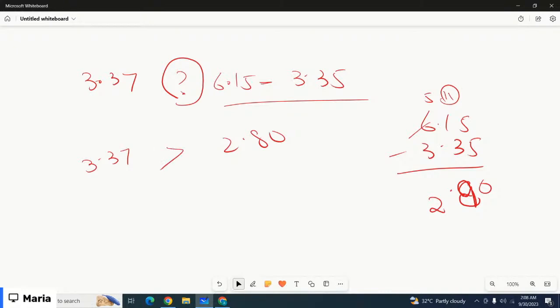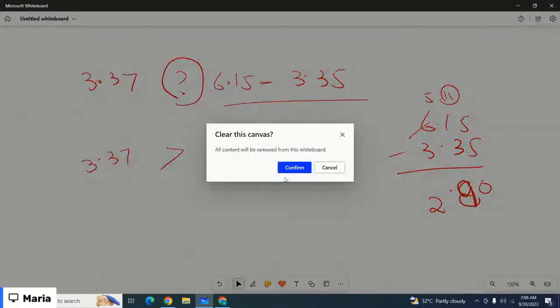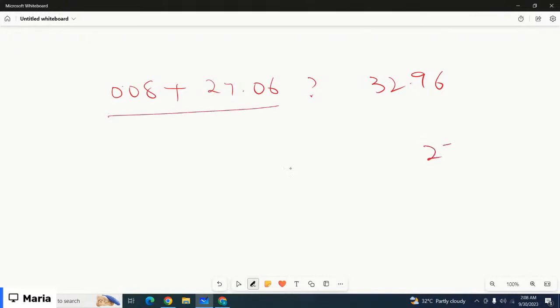Let's just do another example. The other example is 0.08 plus 27.06 and you have to compare it to 32.96, right? So how do you compare? You have to see which sign makes the statement true. Either it is less, greater or equal, right? So let's just solve this side. Just add them, 27.06 and 0.08. 8 plus 6 is 14 and 1 carry, 1 plus 0 is 1. You have 27.14.